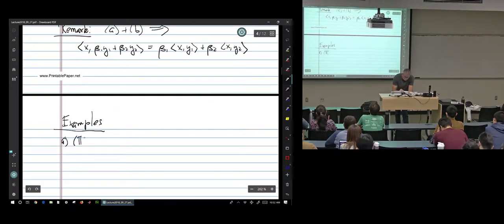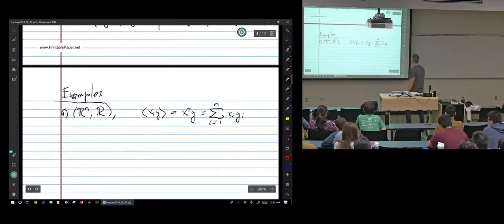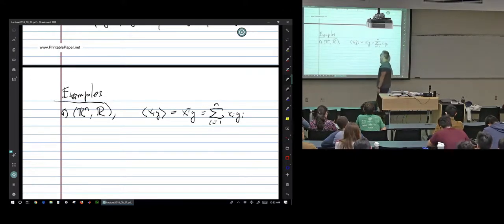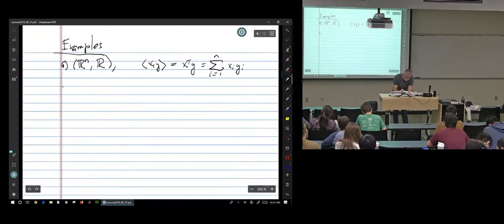A, I think you know the first one. Rn with R, inner product X with Y is just X transpose Y. And it's kind of abusive notation because sometimes the i's are the subscripts of the components, and when we had two x's, yeah, so not nice. Okay.